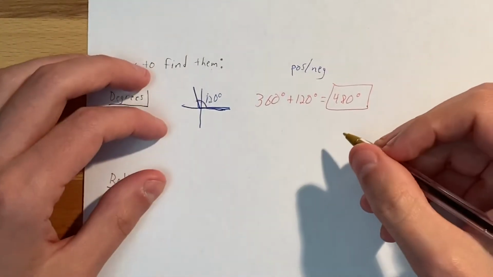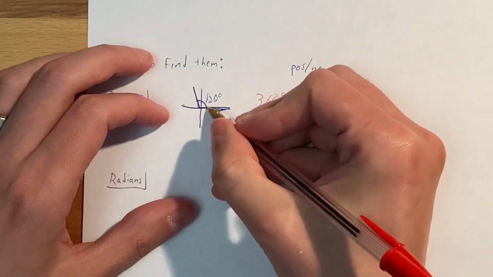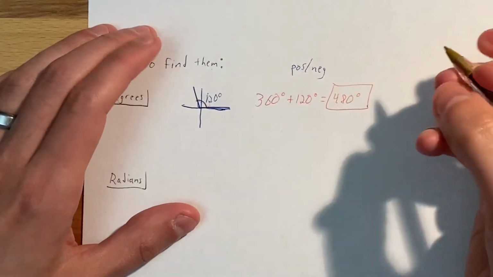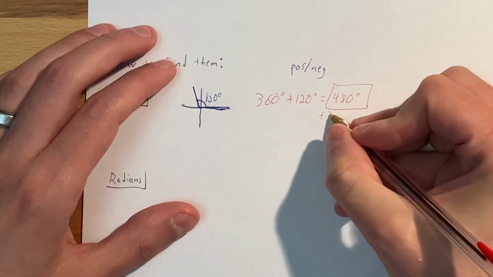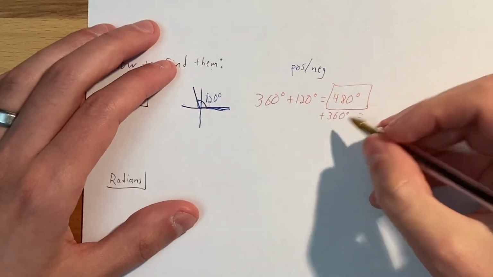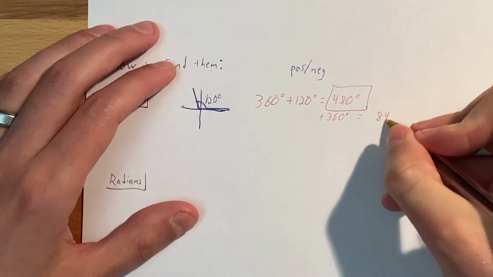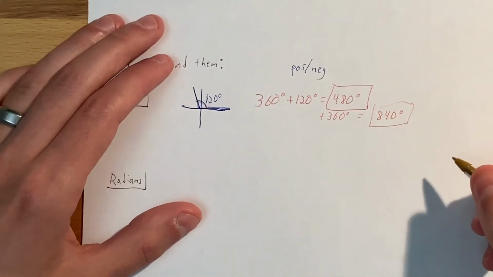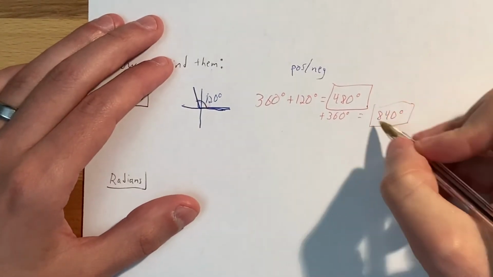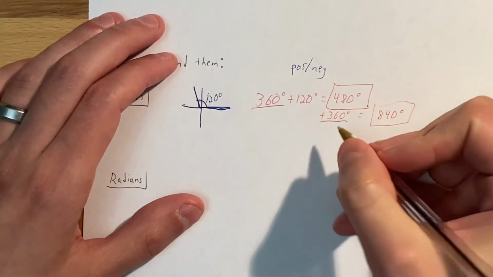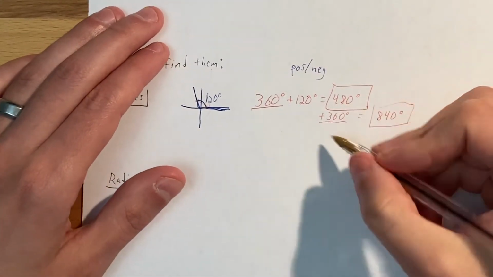But what if I wanted to do 2 circles? Go 1 circle, go 2 circles, and then another. Well, all I would have to do is tack on another 360, in which case you would get 840, I think, probably, my instincts. In which case this is another coterminal angle. And the whole thing here is that you can just keep adding 360, because 360 is one circle.